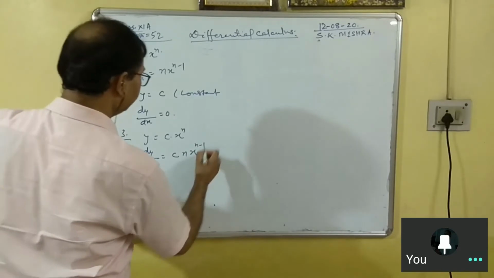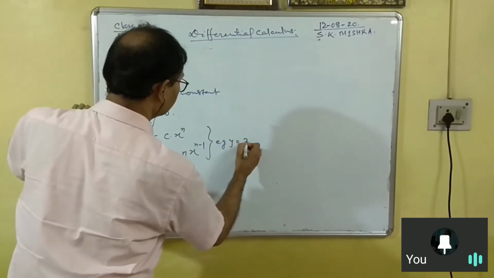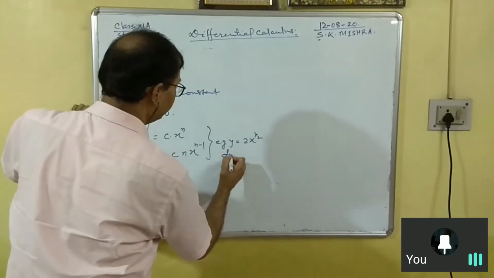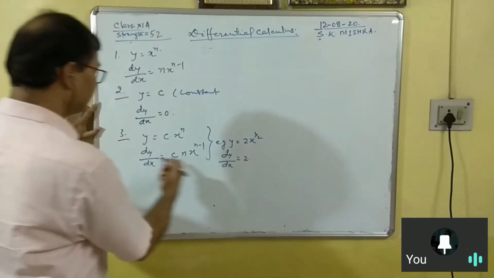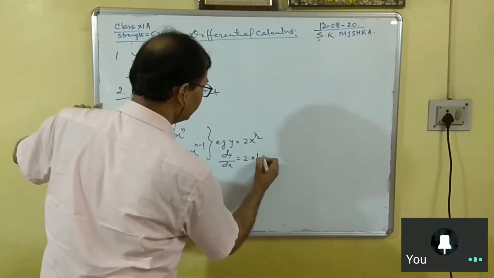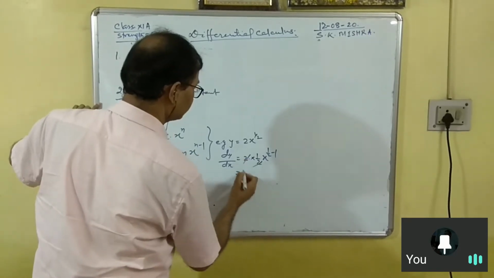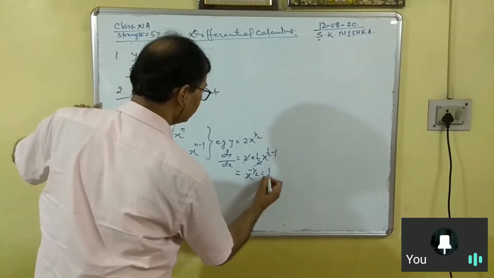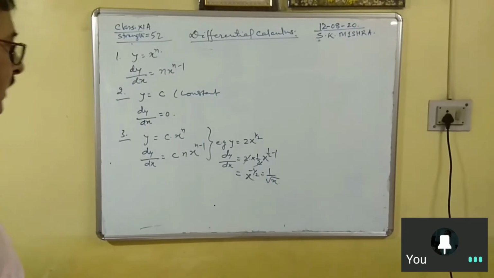As for example, y is equal to 2x raised to half. Then what is dy by dx? Put the constant 2 as usual and differentiate x raised to half, which is half x raised to half minus 1. So the 2 will cancel out, and x raised to half minus 1 is x raised to minus half. You can write this as 1 by root x. Then dy by dx is 1 by root x.